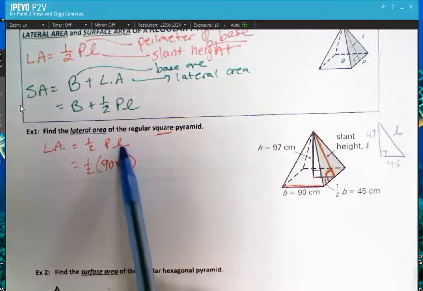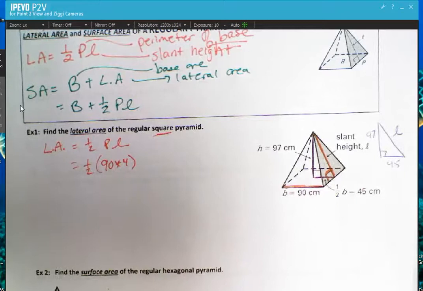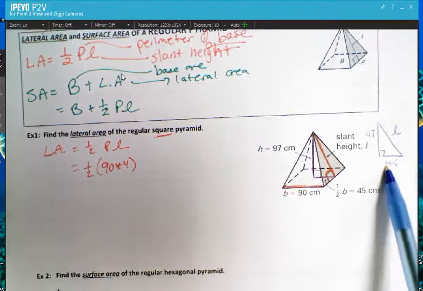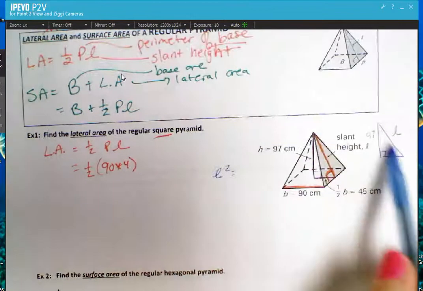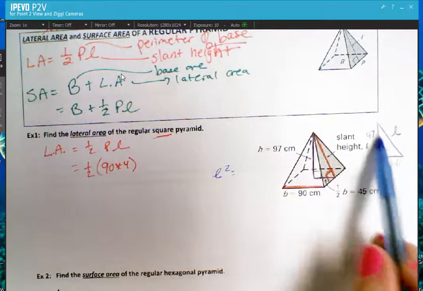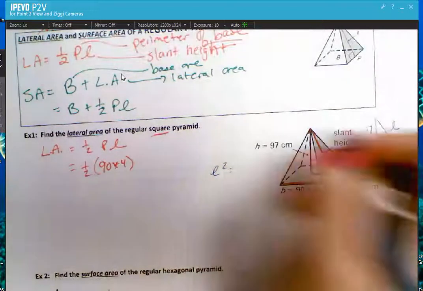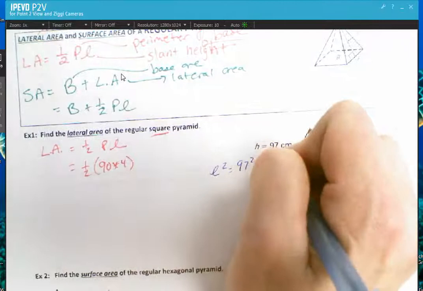In order to substitute in my L, I've got to figure out what my slant height is. So I know I have a right triangle. I have 2 sides of a right triangle, so I should use the Pythagorean theorem. Over here on the side, L squared is equal to, my hypotenuse is equal to the sum of the squares of the other sides. What are these other sides? 97 squared plus 45 squared.